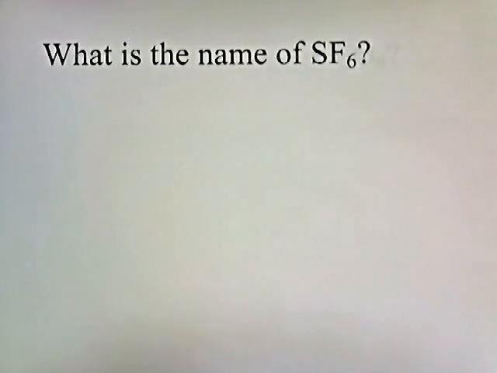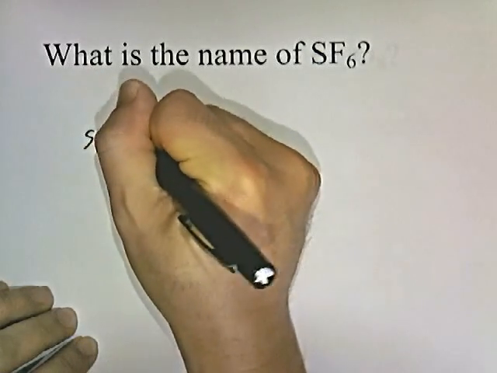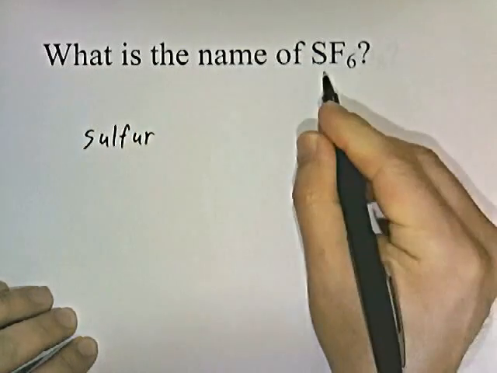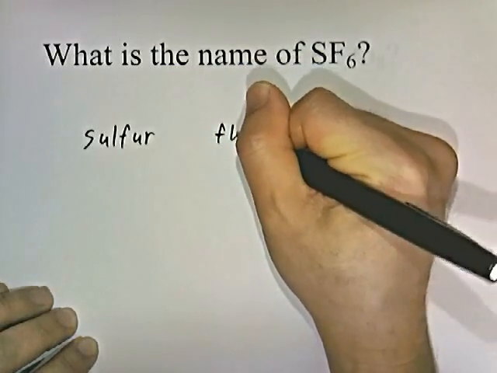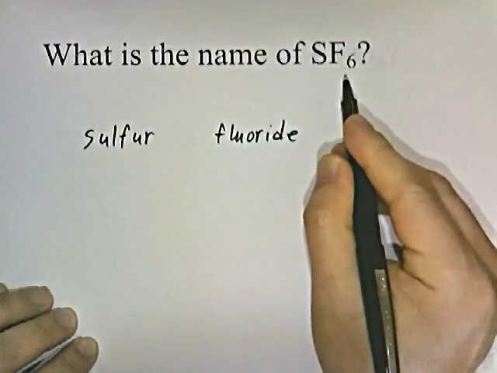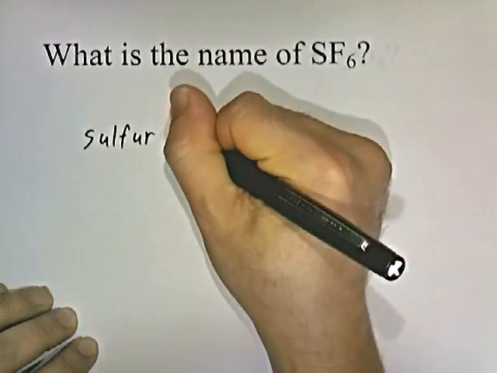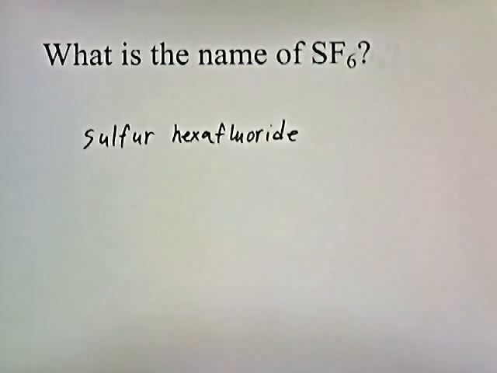What is the name of SF6? S is sulfur. F is fluorine or fluoride. 6 fluorines, so hexafluoride. Sulfur hexafluoride.